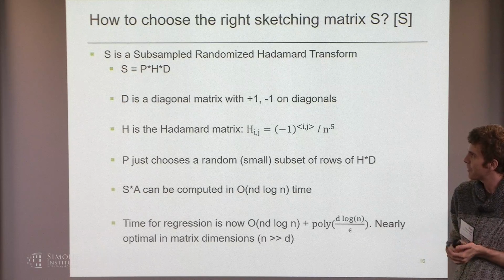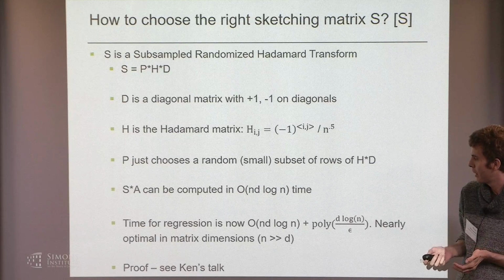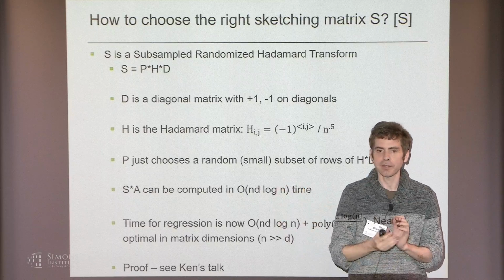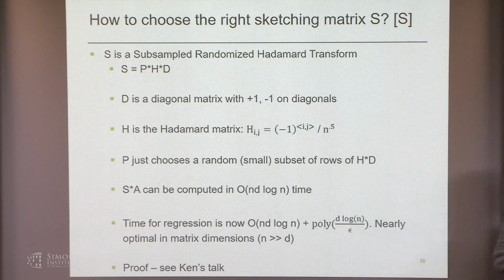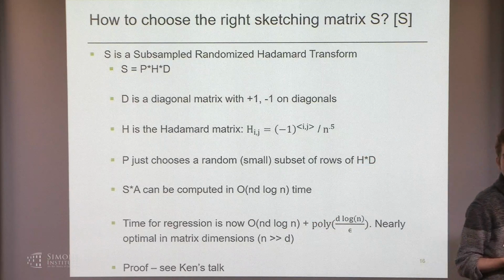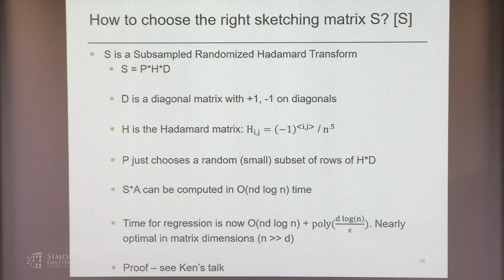But in many cases, your matrix, so the proof, see Ken's talk. In many cases, your matrix A is actually a sparse matrix. So you might want, instead of spending nd time, to spend time proportional to the number of non-zeros of your input matrix A.